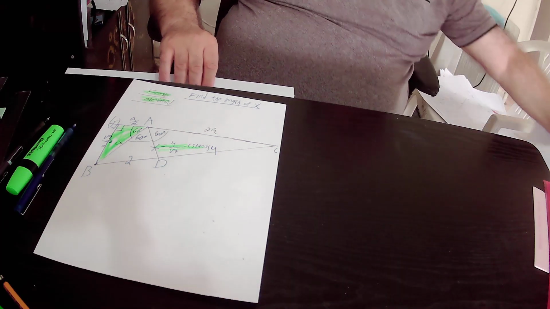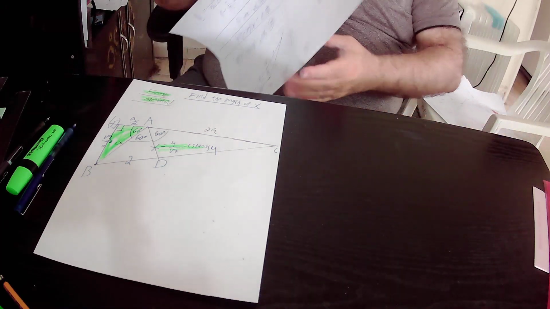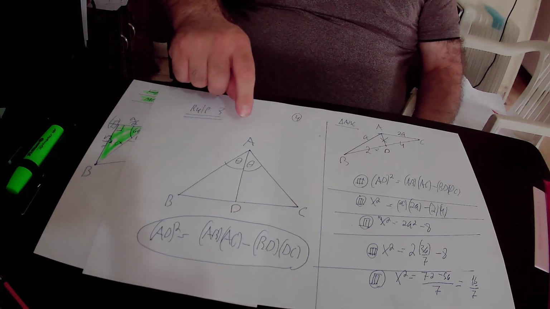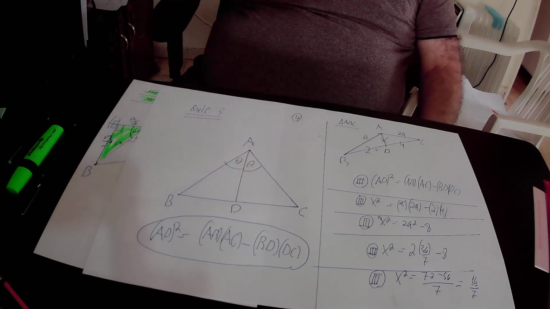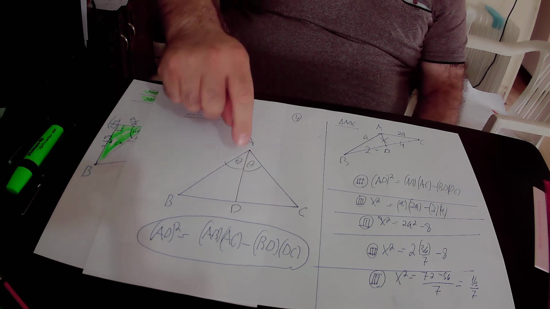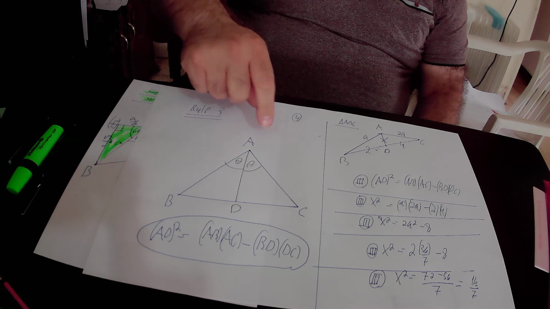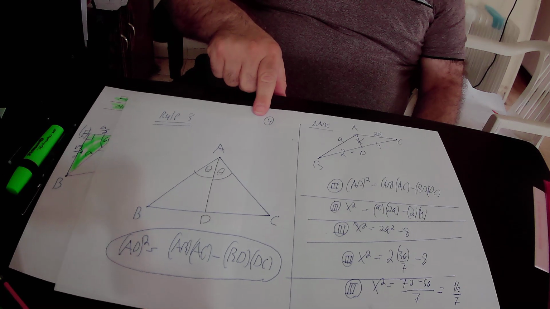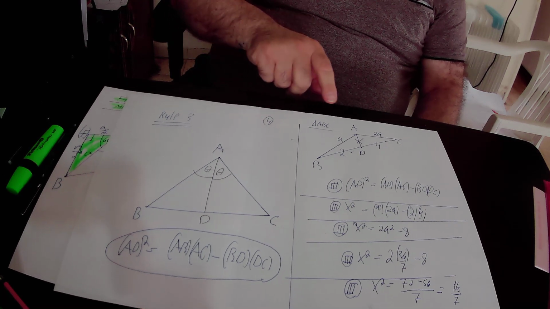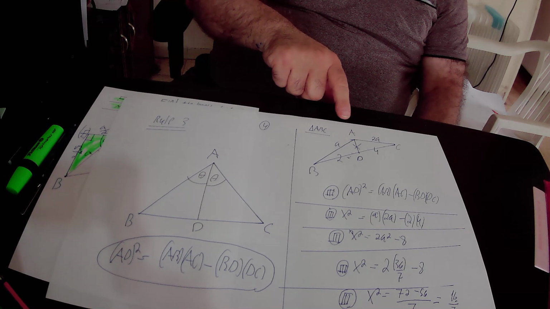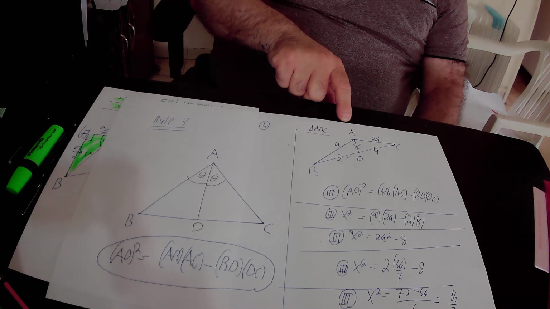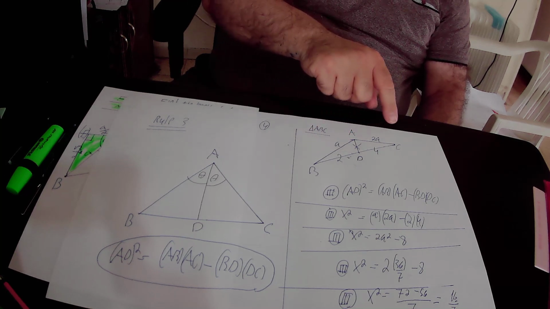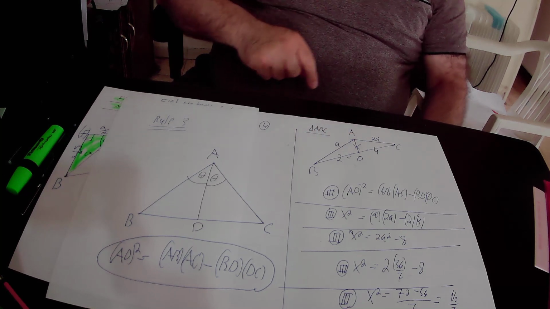Then I presented to you a new rule, that is rule number 3. According to rule number 3, if we have triangle ABC, which could be any triangle, and we have the angle bisector AD, then AD squared equals AB times AC minus BD times DC. We implemented this new rule number 3 in triangle ABC. This is triangle ABC that I copied from the original drawing. According to rule number 3, we get that AD squared equals AB times AC minus BD times DC.